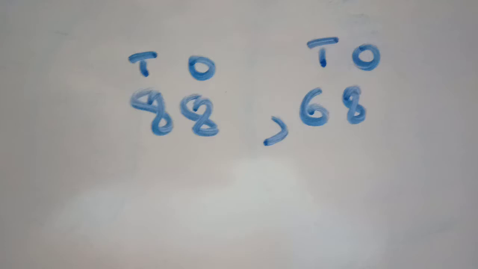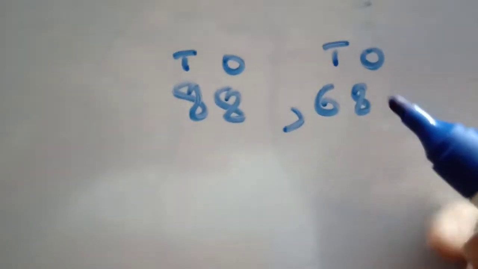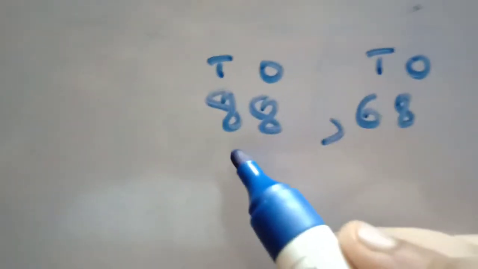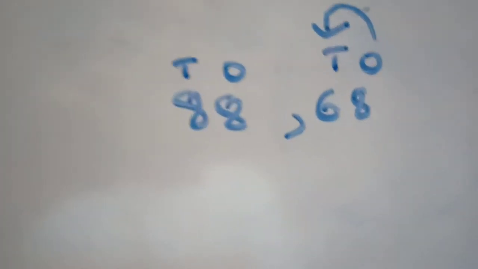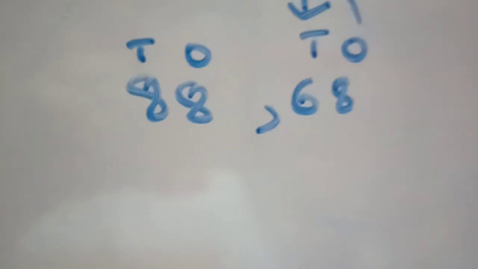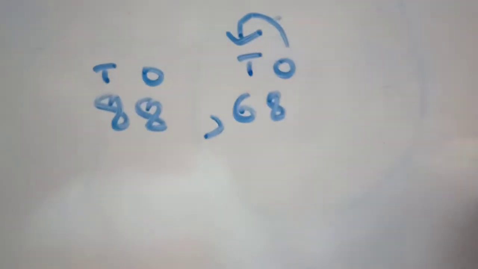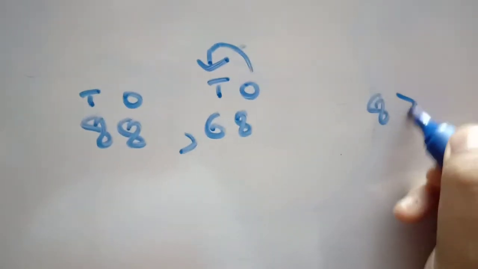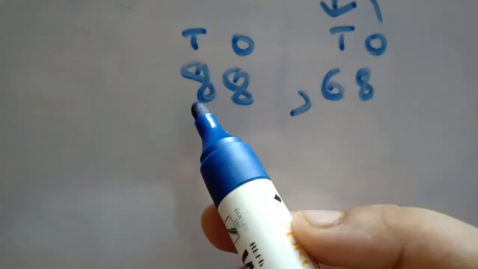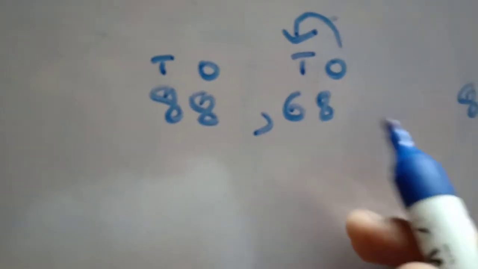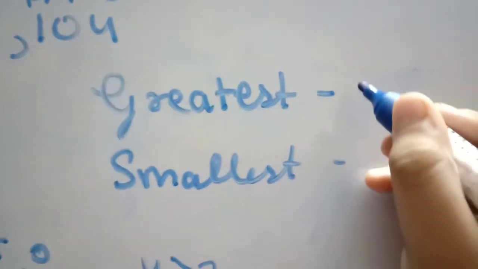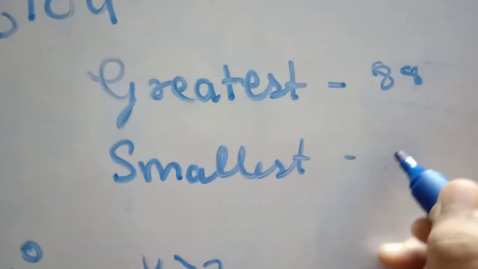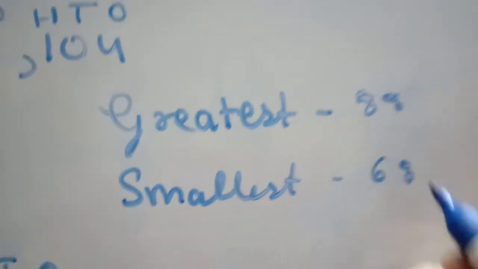Okay, so let's get started with the tens concept now. First we looked at the ones place, as both are the same. So now we will go to the tens place. At the tens place we can see 8 and 6. Which is greater, 8 or 6? 8 is greater. So we can simply identify that 88 is greater than 68. So the greater number is 88 and the smallest is 68.